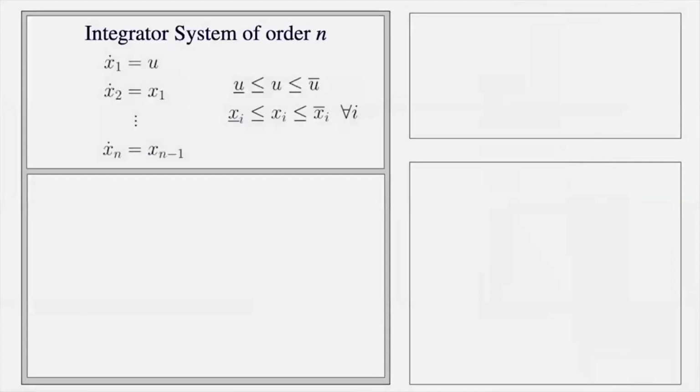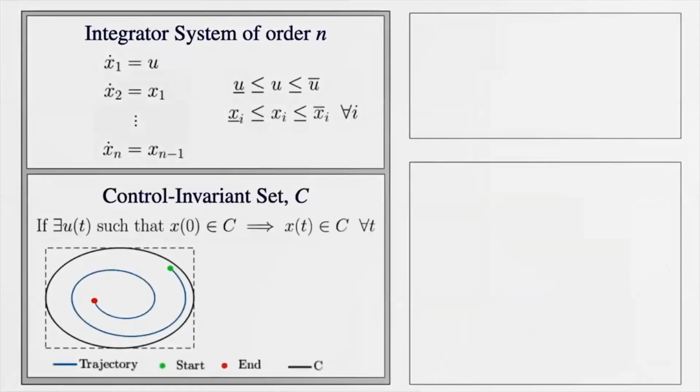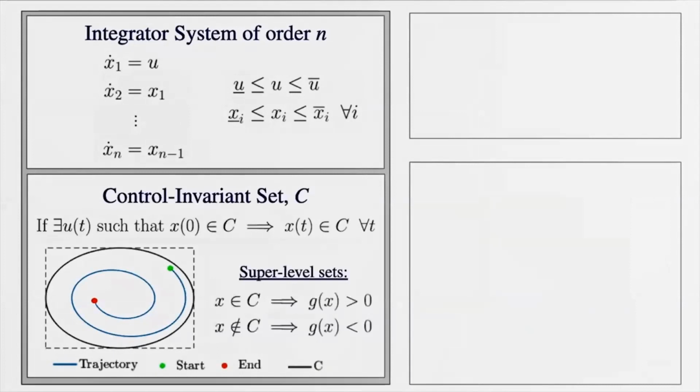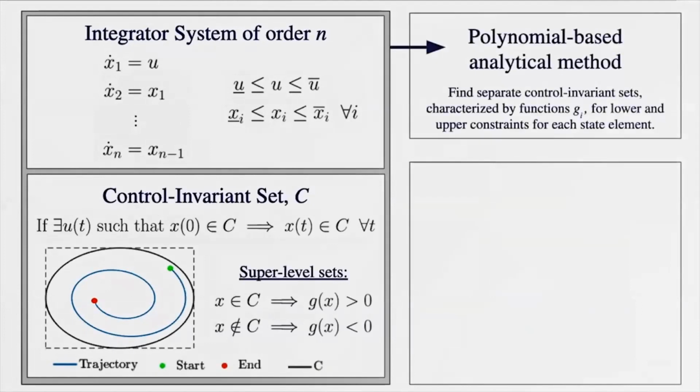Despite the simplicity of the single-input integrator system of order n with input and state constraints, it is non-trivial to find the corresponding maximal control invariant set. In general, a set C for a dynamical system of order n is said to be control invariant if there is an input u such that if x initially belongs to C, then x will belong to C for all times. To represent the set C, we use superlevel sets of G, which are positive within the set and negative otherwise. In our case, the characterization of these control invariant sets through the G functions was made using a polynomial-based analytical approach, as this would result in a light computational footprint.